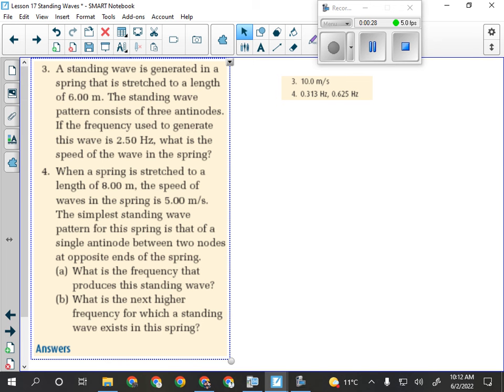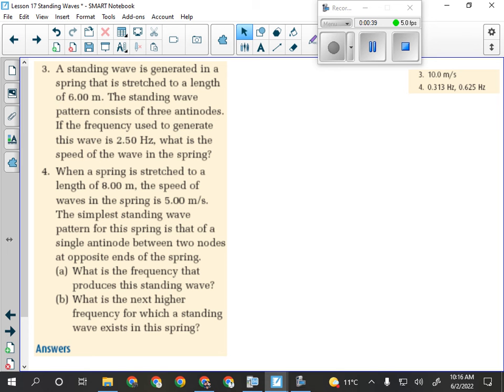Try 3 and 4 based on what we learned yesterday about standing waves and see how you do with it. I'll give you a few minutes on that and then we'll go over them together. So on number 3, we're told that a standing wave is in a spring that's stretched to a length of 6 meters. So basically the distance from here to here is 6 meters. The standing wave pattern consists of 3 antinodes, so sometimes it's useful to just draw it out.